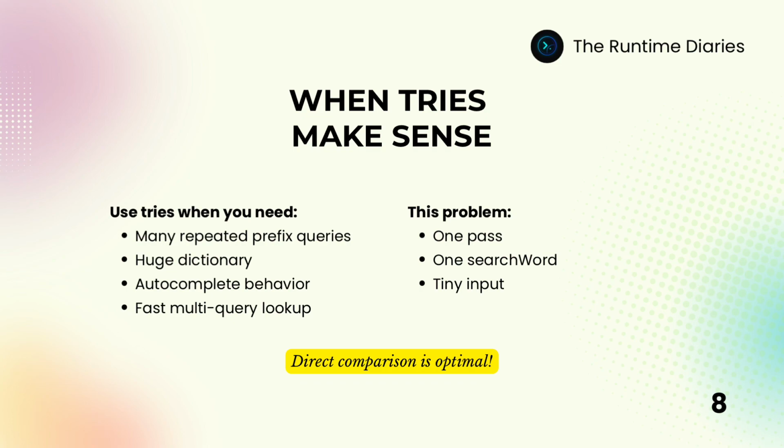I still want to highlight when a trie would be the correct solution because understanding when to use a data structure is just as important as understanding how to use it. Tries make sense when you need fast multi-query prefix lookups, when you have a large word dataset, when you're querying many potential prefixes, or when you're building keyword search engines or predictive text systems. This problem is not that. This is a single pass, single query, tiny input problem. The simplest approach is the most optimal one, and that's an important lesson to internalize.